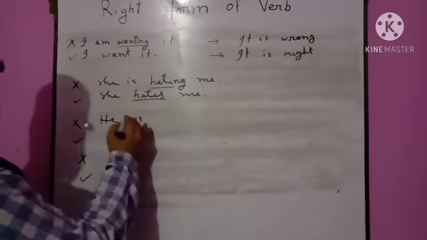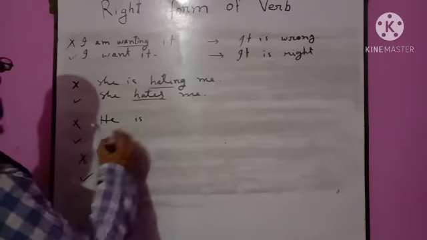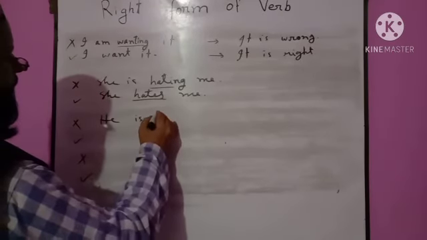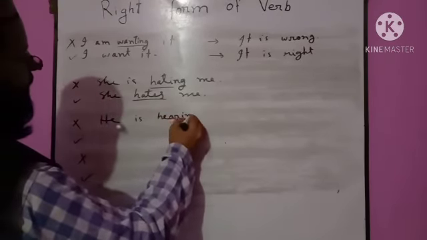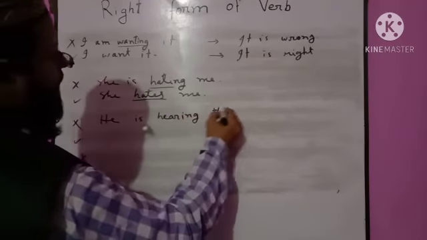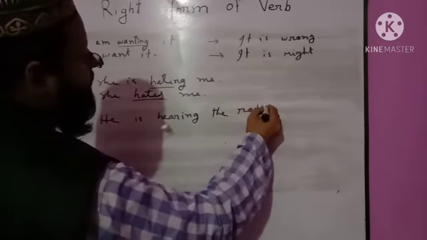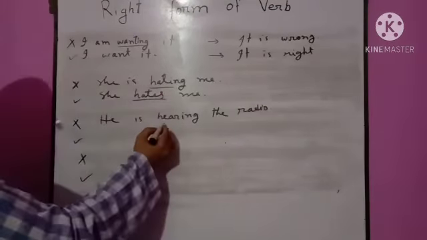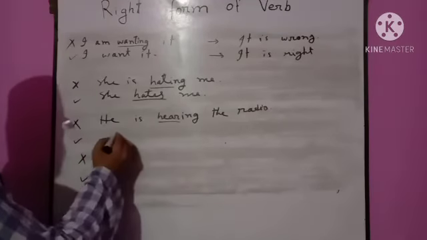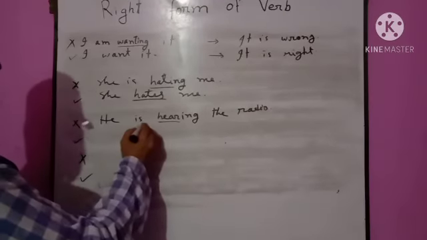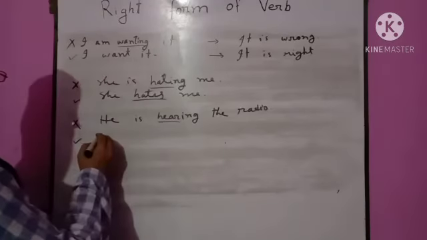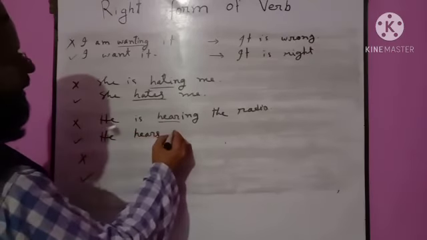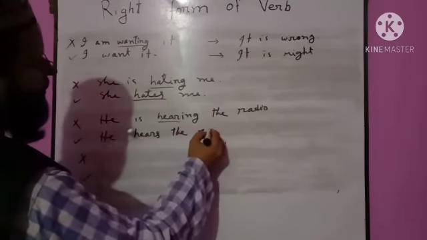He is hearing the radio. Hearing is a verb of senses. So is hearing is wrong. We should use simple present tense. He hears the radio.